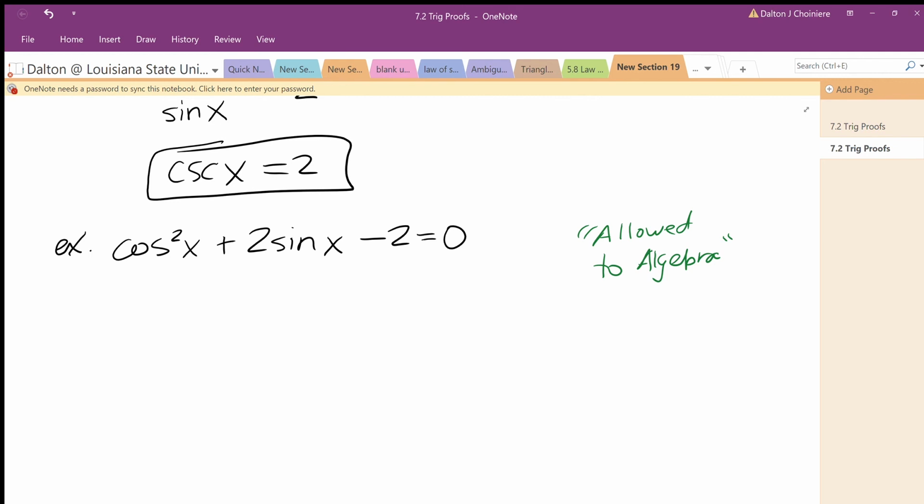So the worst thing that you could do is say, I don't know what to do. Do you see your list of identities? Use one of those. So look for something that has cosine squared. Look for something that has sine. And let's try to change something. Use what you know about algebra to try to change something.